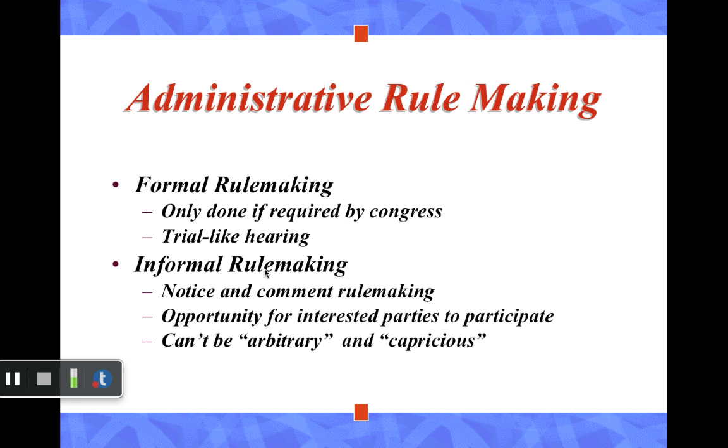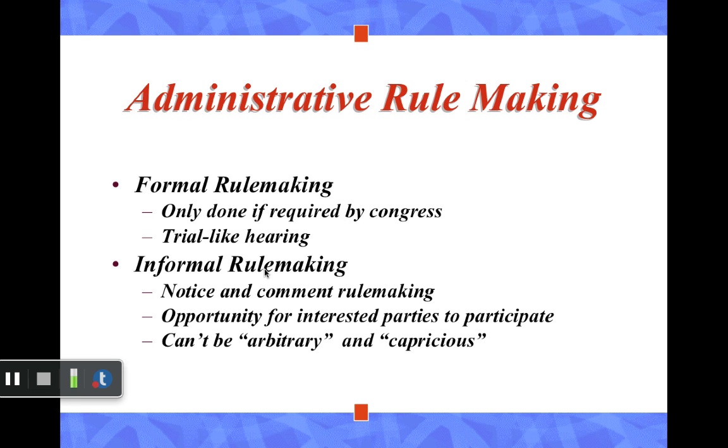Most agencies like EPA and OSHA follow what's called an informal rulemaking process. And this is where they publish in the Federal Register a notice and comment that they're going to go about making a new rule and invite anybody, any interested parties, to have an opportunity to participate. And the standard for judicial review when rules are made under the informal process is arbitrary and capricious. And that simply means that you gave everybody who was involved an opportunity to participate.